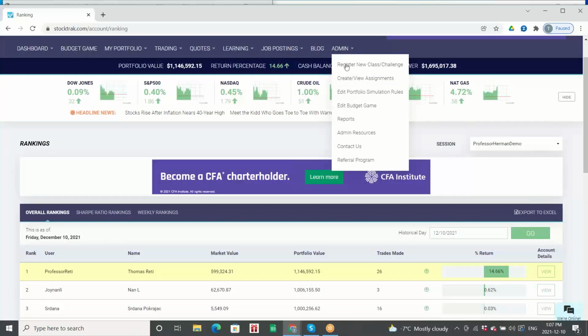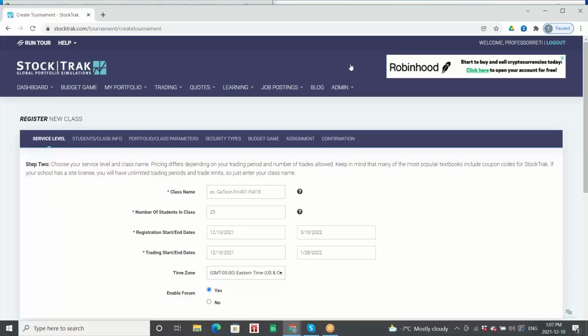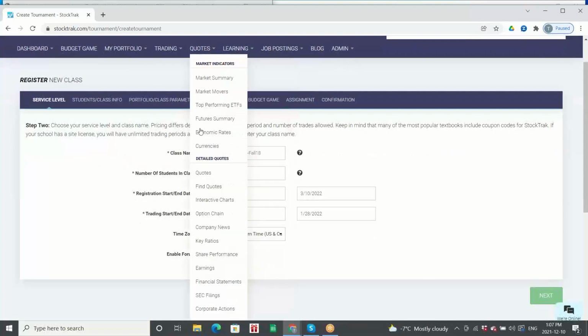So let's quickly explore the class setup procedure. Of course, if you find this amenable to you, I'm always available to help you set up your own tournament based on your own trading parameters. It's really simple, like a 5 or 6 step process.